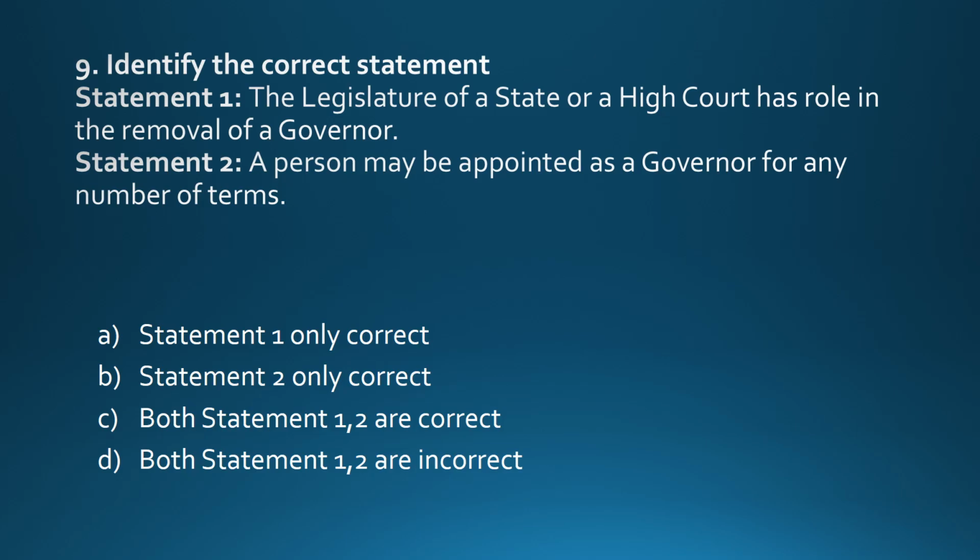Question number 9. Identify the correct statement. Statement 1. The legislature of a state or a high court has role in the removal of a governor. Statement 2. A person may be appointed as a governor for any number of times. Option A. Statement 1 only correct. Option B. Statement 2 only correct. Option C. Both statement 1, 2 are correct. Option D. Both statement 1, 2 are incorrect.